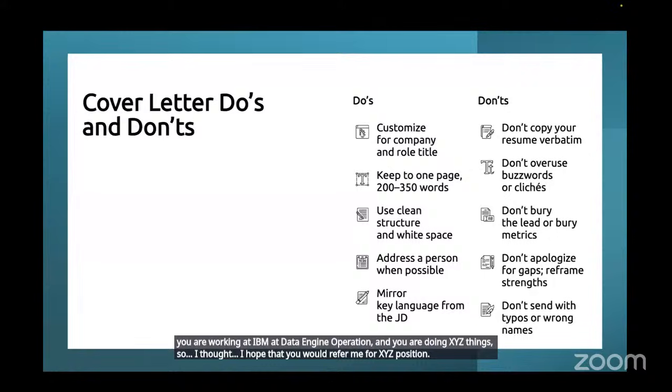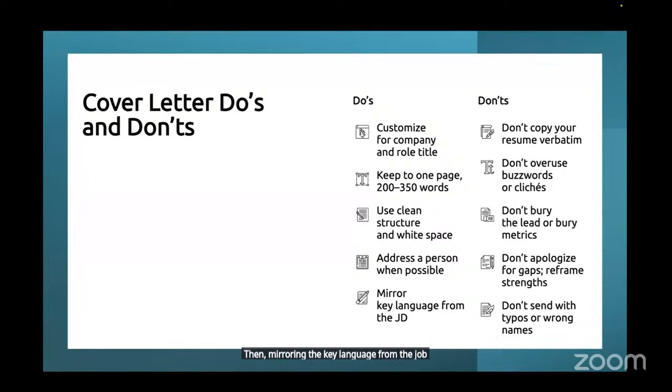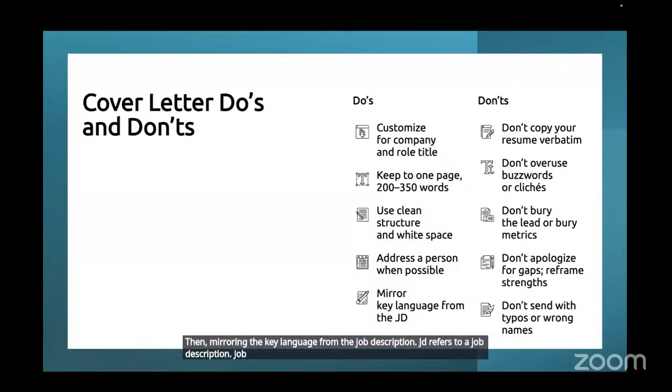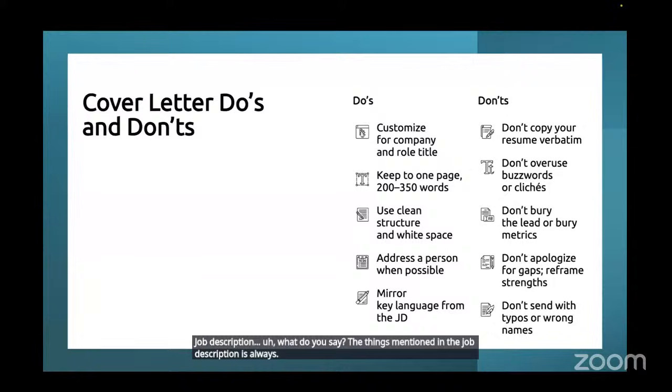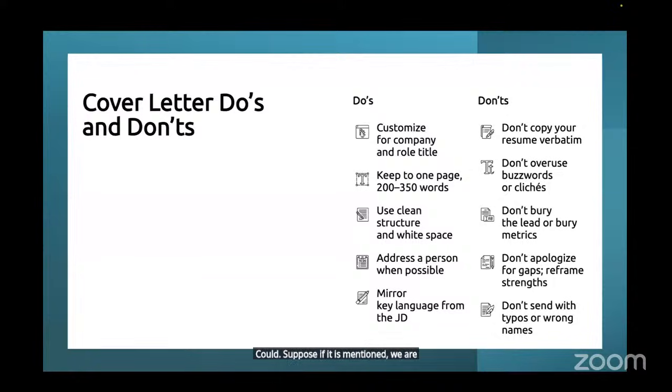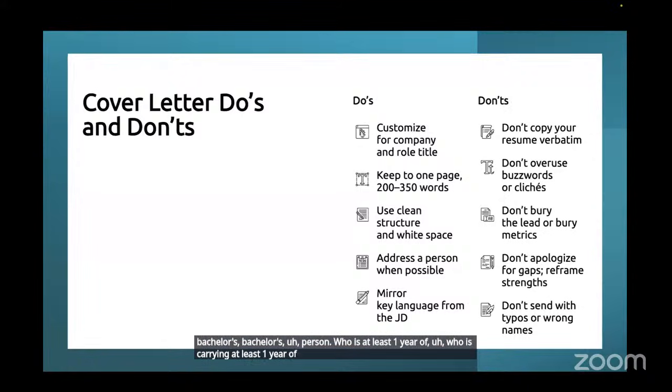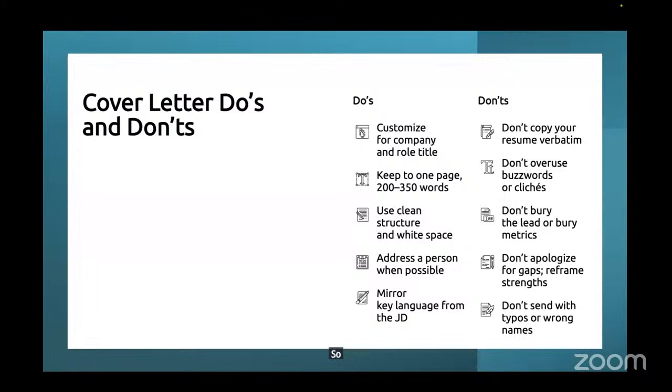Then, mirroring the key language from the job description. JD refers to a job description. Job descriptions cover a lot of things. Job descriptions have everything that you require. The things mentioned in the job description are always good. Suppose it is mentioned we are looking for a bachelor's person who is carrying at least 1 year of experience or 0 years of experience. So you have to mark the things according to your job description.